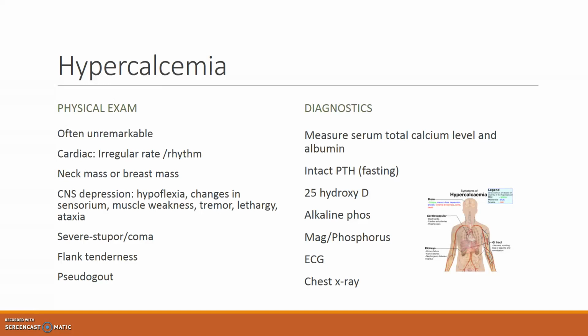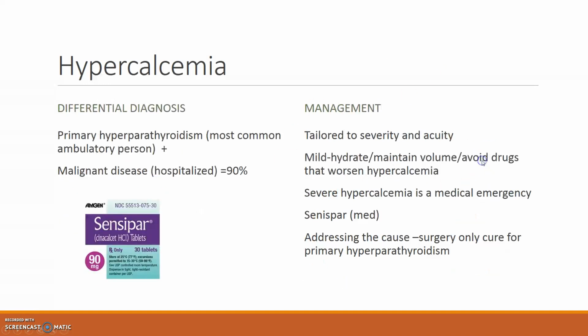Diagnostically, what we're doing in primary care is we're measuring those serum total calcium levels and the albumin. We also want to look at a fasting intact parathyroid hormone. I often will include a 25 hydroxy D level, vitamin D level, alkaline phosphatase, magnesium, phosphorus, maybe an ECG in the clinic, and sometimes add a chest x-ray, if I feel like I have to add a chest x-ray looking for a tumor. Usually those people are emergent and need to go on. But those are some of the common diagnostics.